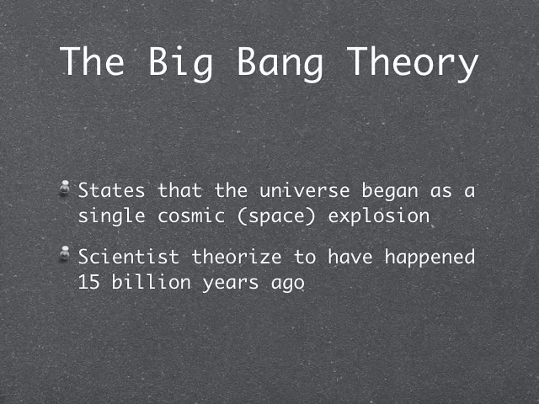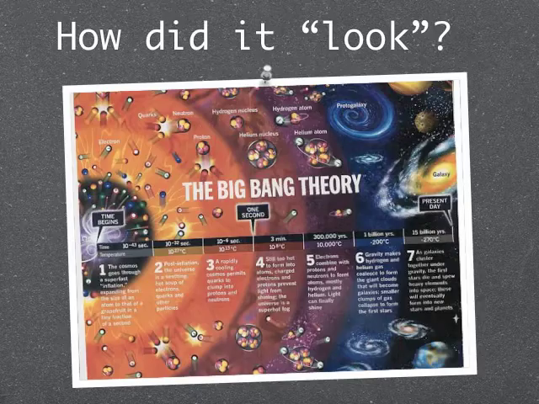This theory states that the universe began in a single explosion out in space. So at first it was all dark, and then all of a sudden, everything just happened. Scientists have come up with this theory that it happened about 15 billion years ago. That's with a B. And that this happened in an instant. So it happened super quick. Within the first 3 minutes, we had our universe.